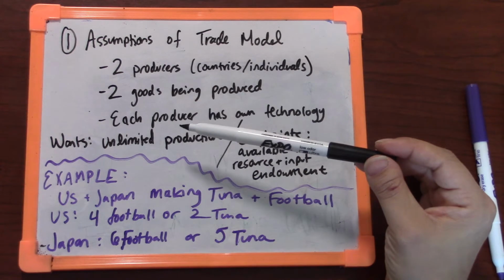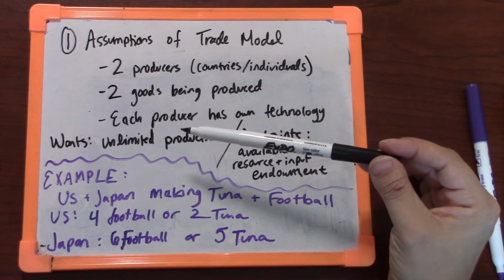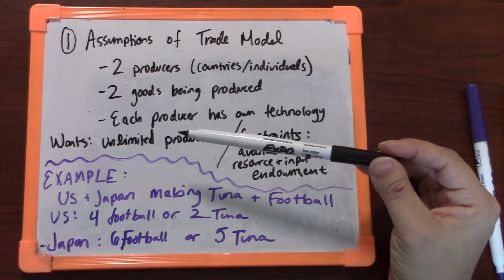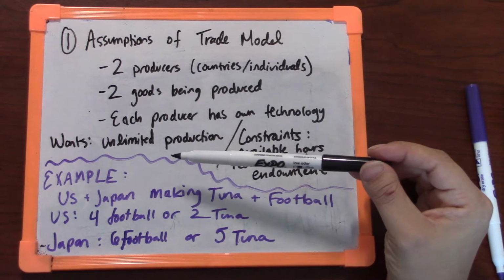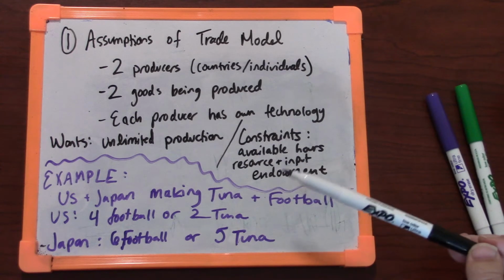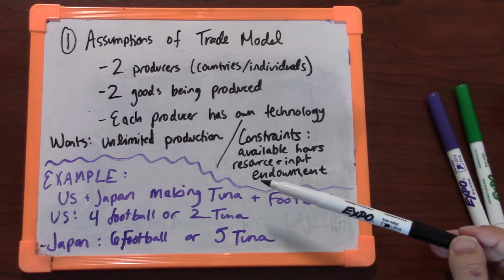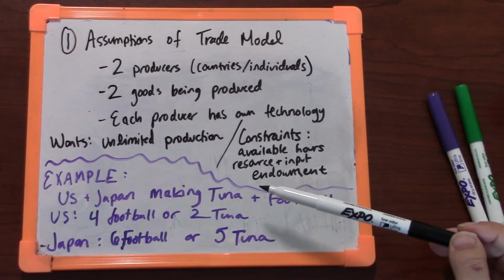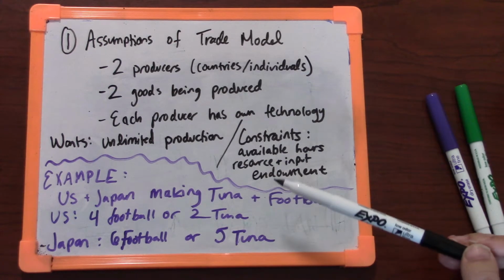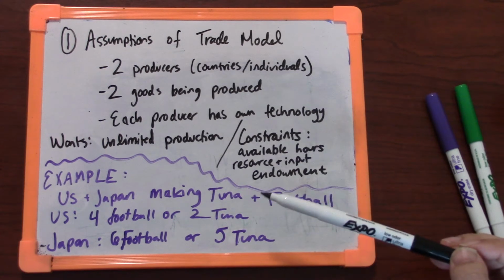That could be shaped by their investment in technological change, by their resource endowment, right? What the geography of their country looks like. If we're talking about individuals, it could be based off of their skill set, their personality. And so within this model, each individual or country wants unlimited production. They want to produce as much as possible, but they're constrained by their available hours or workers, their resource and input endowment. How much land, labor, and capital does the country have? Are they land rich or are they labor intensive? All of that tends to lead them to specialize in certain products, but they essentially cannot produce as much as they would like because they're constrained by all of the things that go into production.